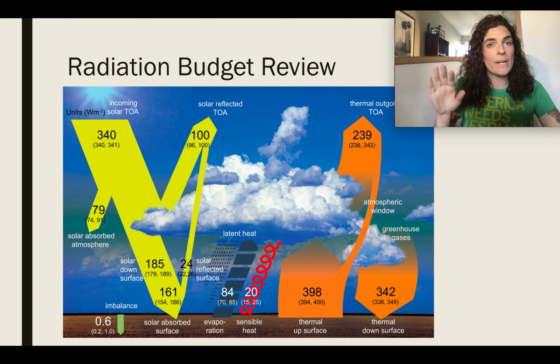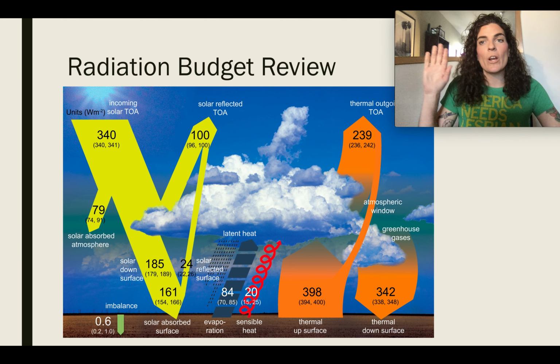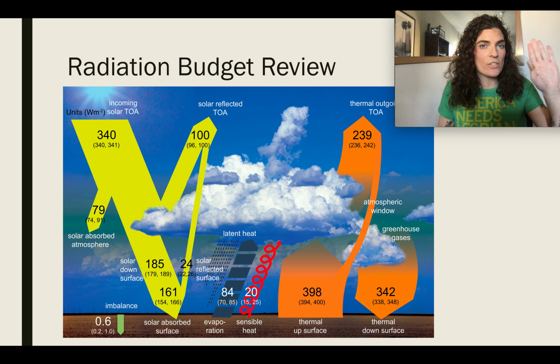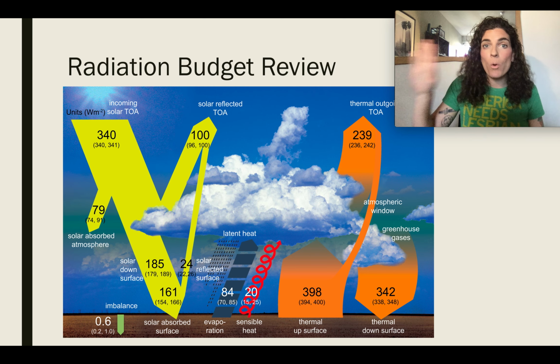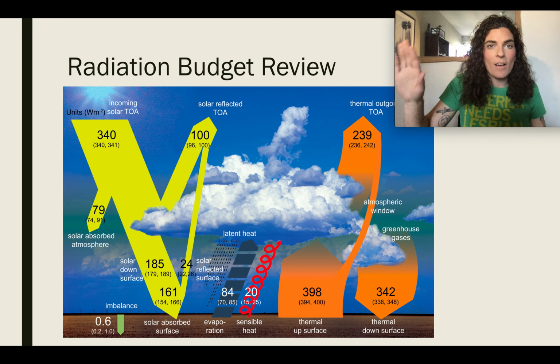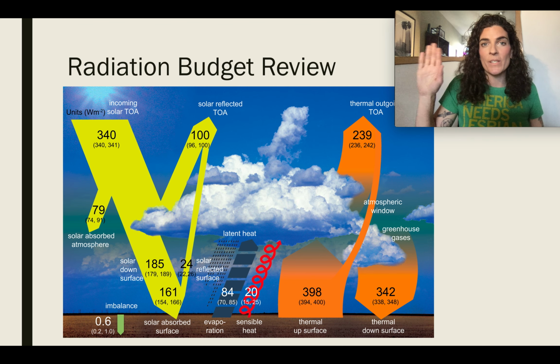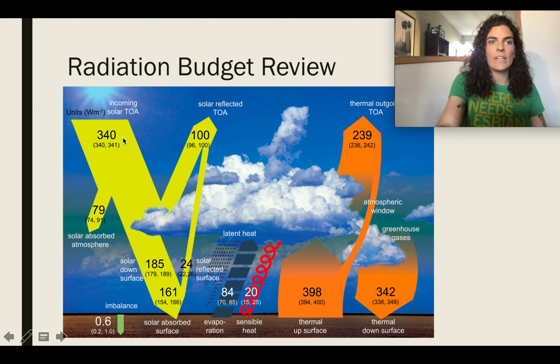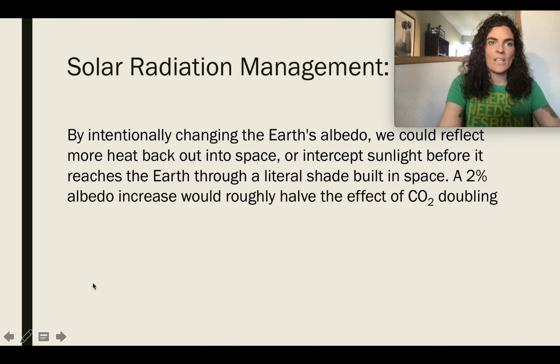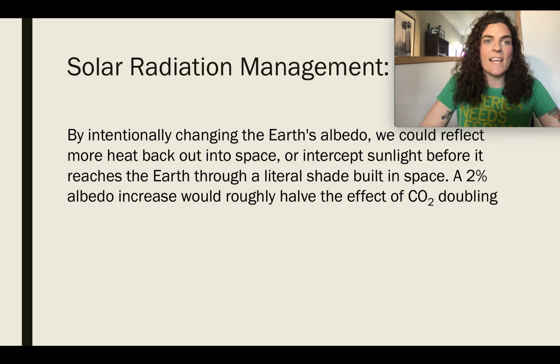So when we talk about solar radiation management geoengineering, we are not dealing with the terrestrial radiation, the thermal radiation side of the equation. We're only dealing with the incoming shortwave radiation from the sun. So only this side of the equation, right over here. So the goal here is that if we intentionally change the Earth's albedo, and I know you all remember what albedo means. It's the reflectivity of the Earth.